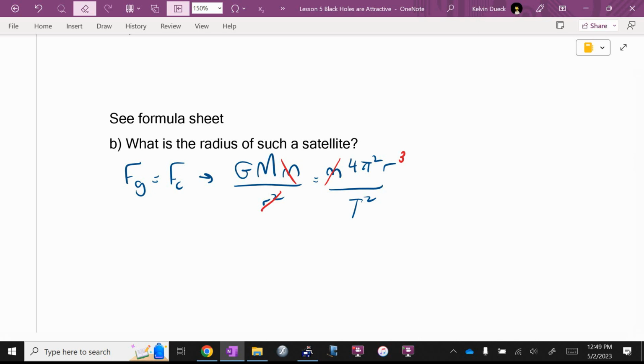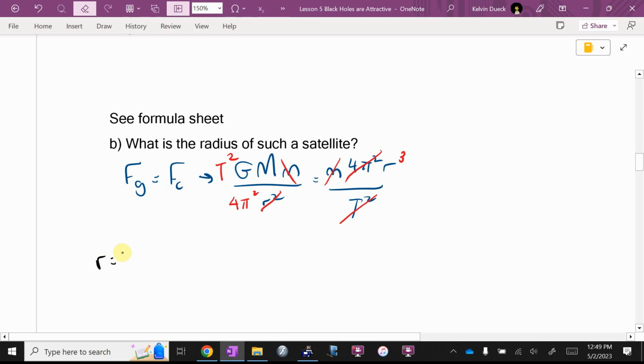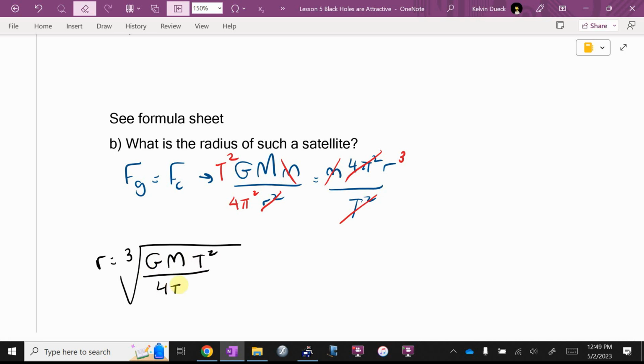What are they asking me to find, Ashley? Oh, let's get the r by itself. How will I move the t squared over? I agree. How will I move the 4 pi squared over? I agree. That gives me an r cubed. R what? R cubed. What's my final step going to be? Oh, we get to use the cube root button again. Oh, this is such a good day. So r is going to be the cube root of big G, big M, t squared over 4 pi squared.